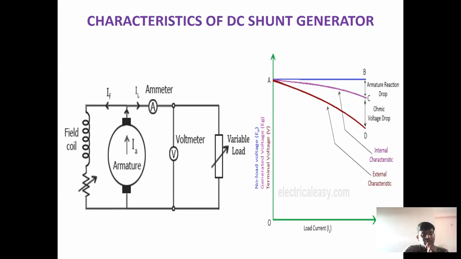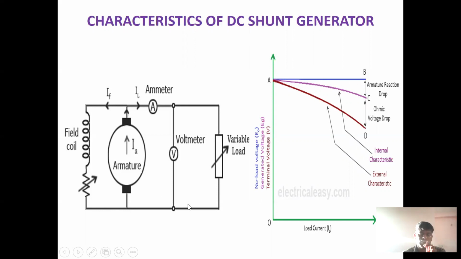Initially, to run the generator we use a prime mover. The prime mover supplies mechanical energy to the armature of the generator. The armature gets excited and reaches the rated speed, which means fully excited. In this case there is some demagnetization effect. Initially we have some constant voltage, from no load voltage to load current. We get constant voltage at constant speed, that is AB. The AB line indicates a constant voltage under the constant speed of the generator.